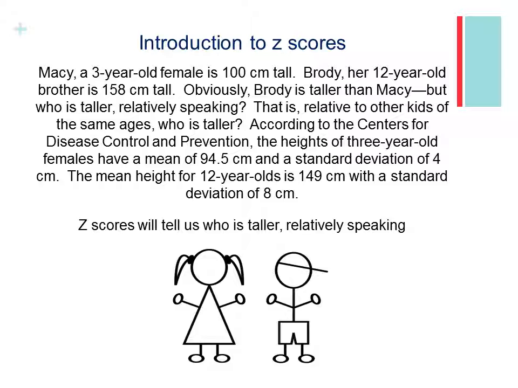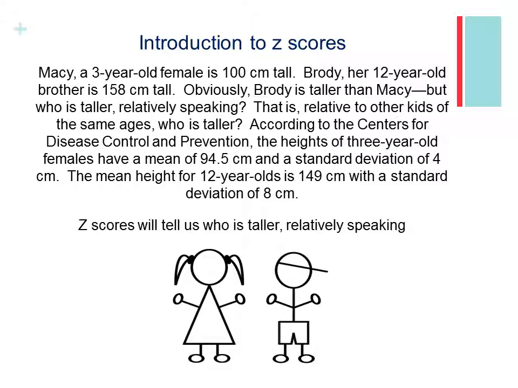All right, so let's talk about Macy. So Macy is a 3-year-old female, and she's 100 centimeters tall. Brody is her 12-year-old brother, is 158 centimeters tall. Obviously, Brody is taller than Macy, but who's taller relatively speaking? Is Macy a taller 3-year-old, or is Brody a taller 12-year-old?